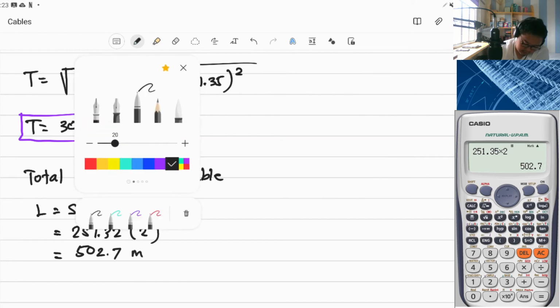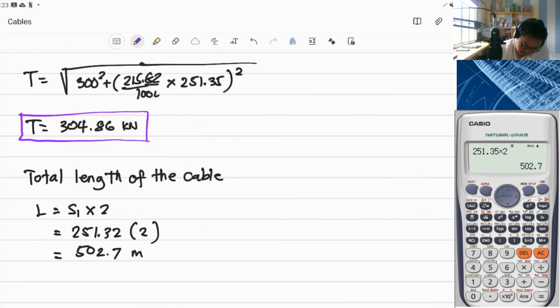So this is now the answer. It's very easy if you can memorize the formula.